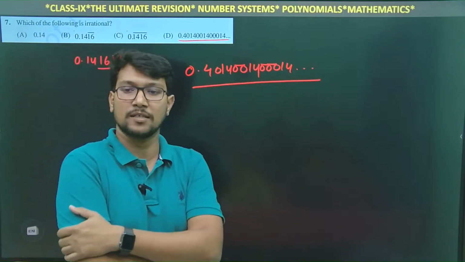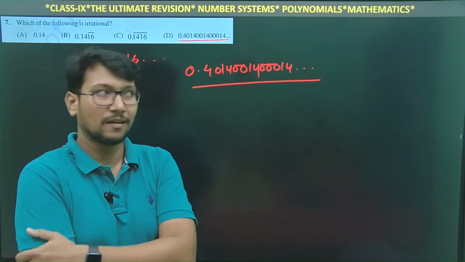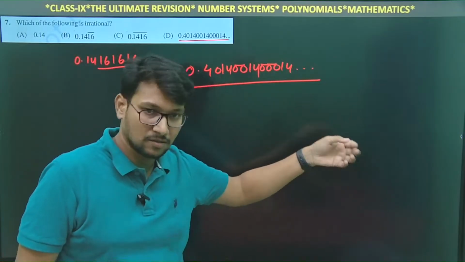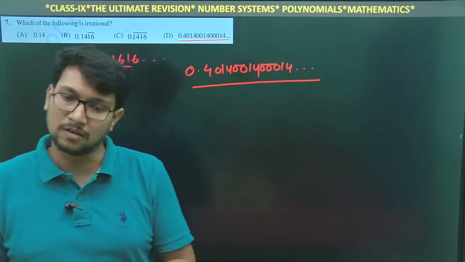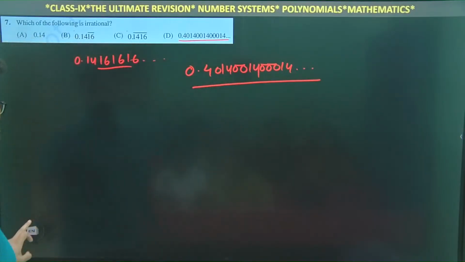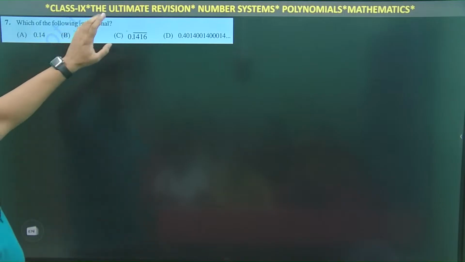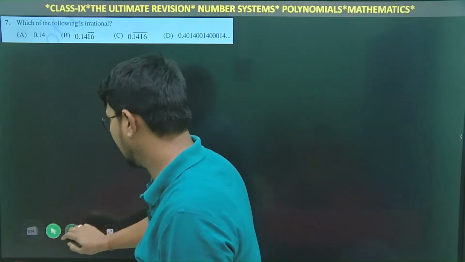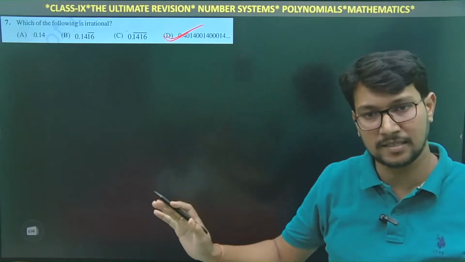Why is it non-terminating? Who can say? The dots are given. Dots mean it continues like this. That is non-terminating. Is it repeating? No. So therefore it is non-terminating, non-repeating. Is that clear? So this is irrational, right? Which one is the question asking? Which of the following is irrational? Irrational is which one? Option D. Option D is irrational. Got it?